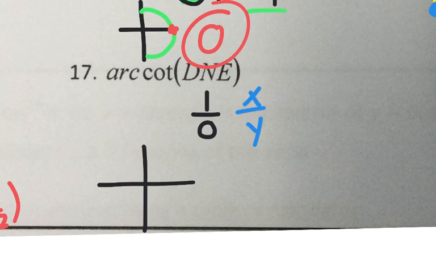Now, what quadrants is arc cotangent defined for? 1 and 2. So I'm looking in the first and second quadrants. Where is my x value 1 and my y value 0? It's right here. That's the point 1, 0. So then how much did I rotate to get to this point? I rotated 0 radians to get to that point.